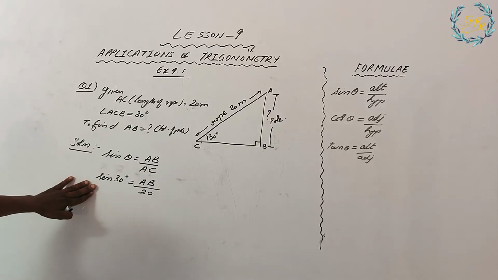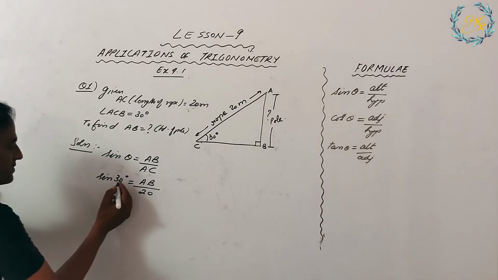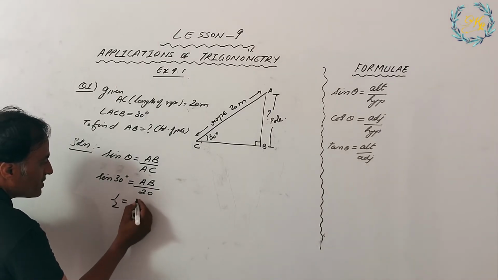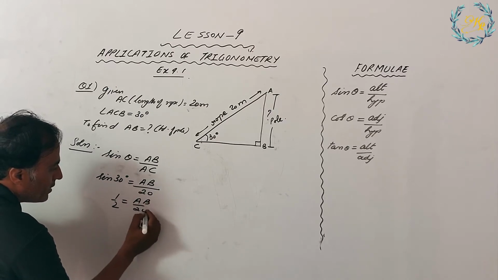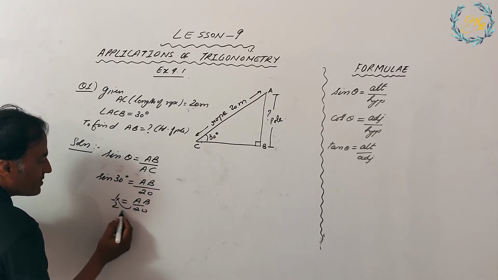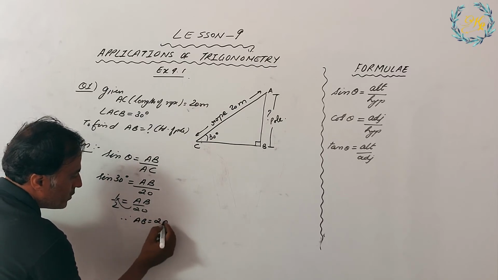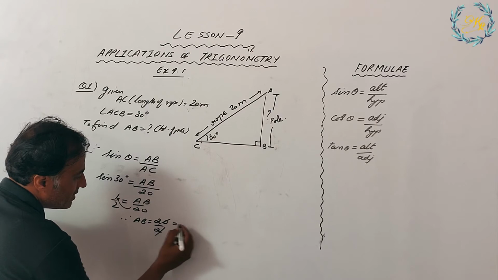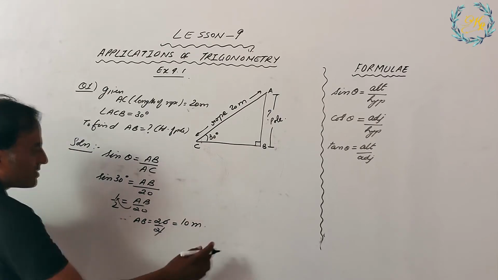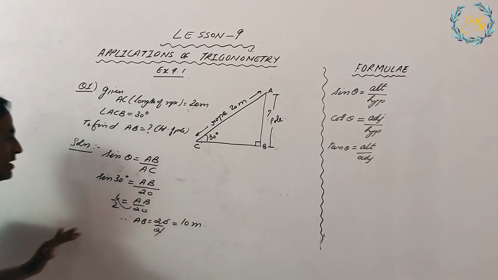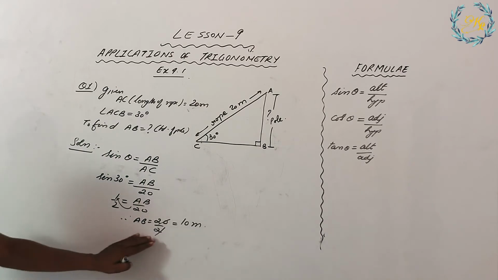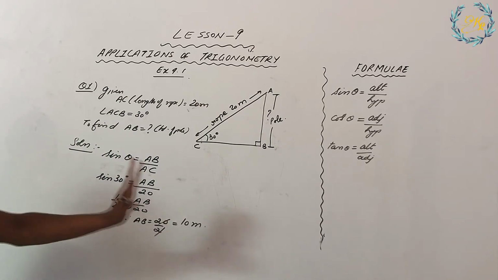So if we really remember, then we know that the value of sine 30 is half, which is equal to AB by 20. Interchanging the place of the values, you get AB is equal to 20 upon 2. On cancellation, you get the answer as 10 meters. So in the last line, you will write that the length of the pole AB is 10 meters.